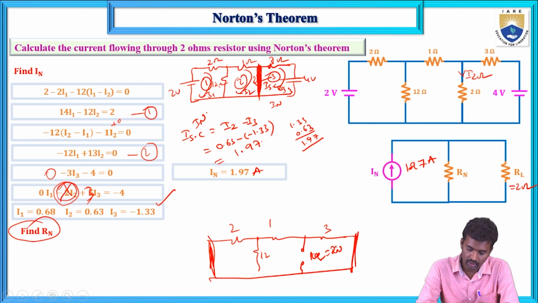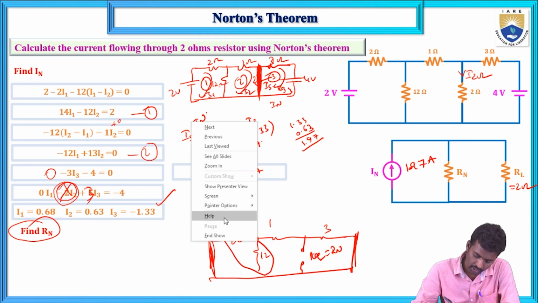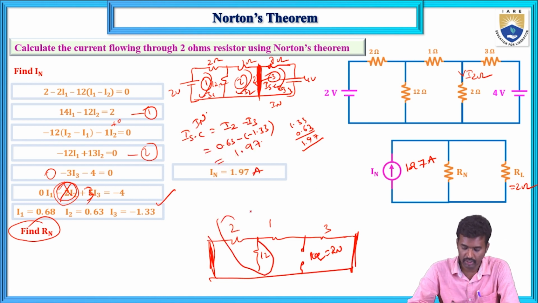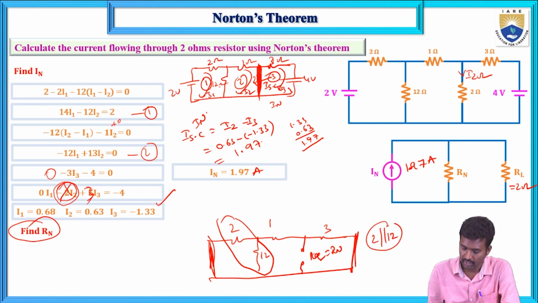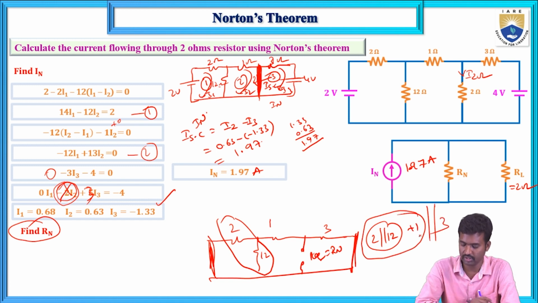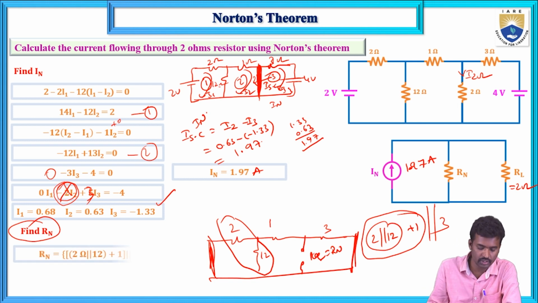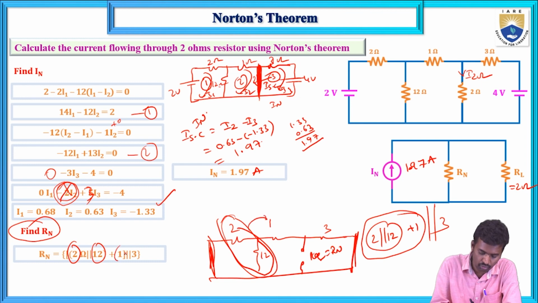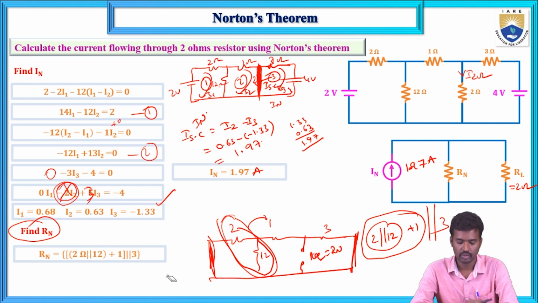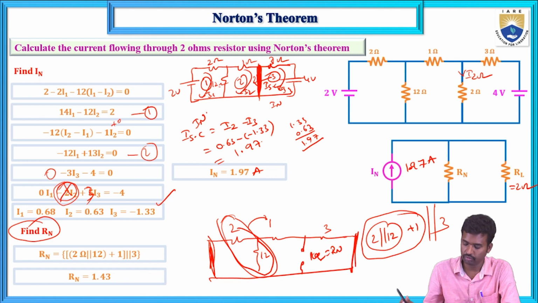Now what are the resistors here? These two are connected in parallel: 2 in parallel with 12, and again in series with 1. You simplify this, and after that it is in parallel with the 3 ohms resistor. So 2 and 12 are in parallel, then in series with 1, and this entire circuit is connected in parallel with the 3 ohms resistor. The simplified value is 1.43.